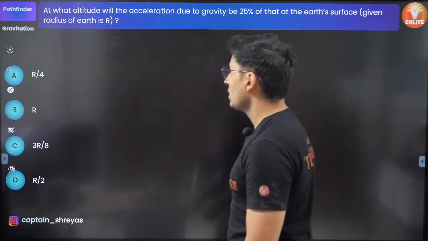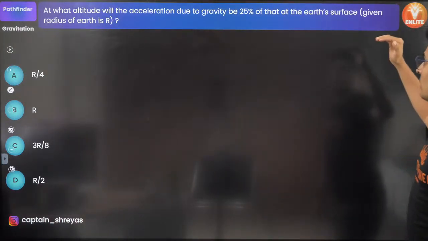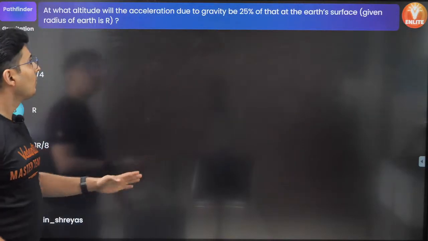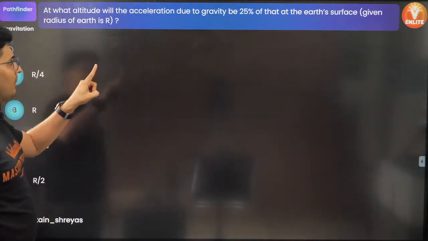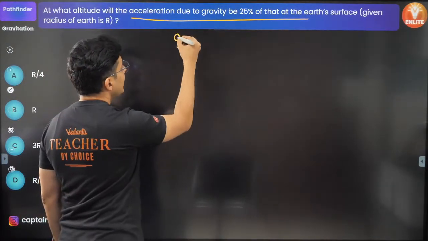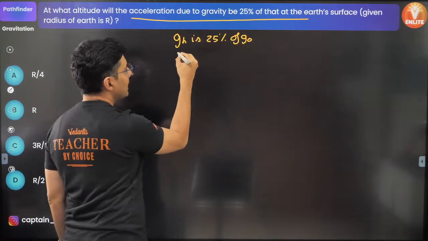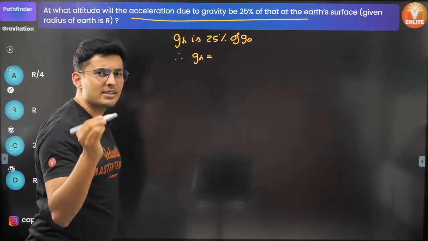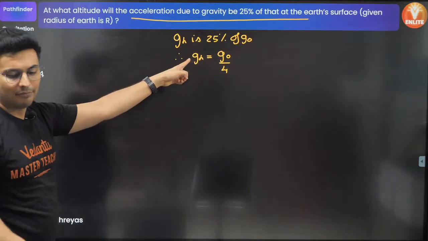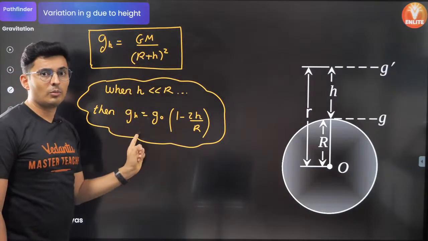Let's start solving some questions. At what altitude will the acceleration due to gravity be 25% of that of the Earth's surface? Let's do this, guys. Now, what is the given information? It says gh, gravity at height h, is 25% of g0. 25% means 1/4. So gh is g0 by 4. Now, do I know the formula for gh? Of course. But will you use the first one, the top one, or the bottom one? Let me know.